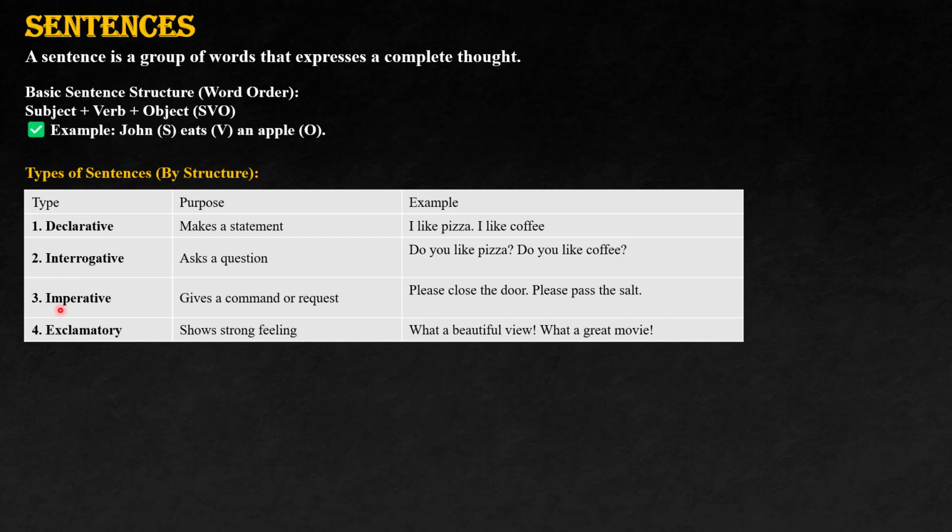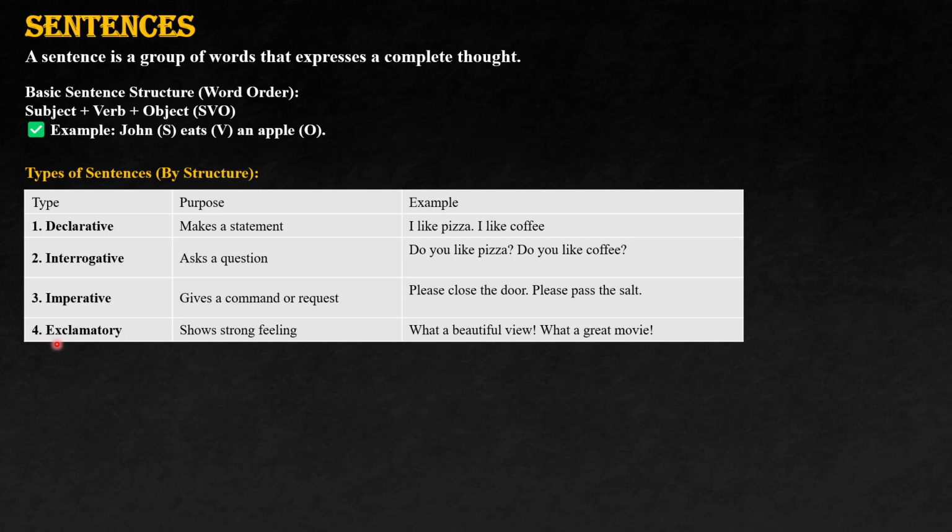Next is the imperative sentence. What exactly are these? These are sentences which tell us to command or request. For example, please close the door. You should go out of the class. Please pass the salt. So we are either requesting or commanding.